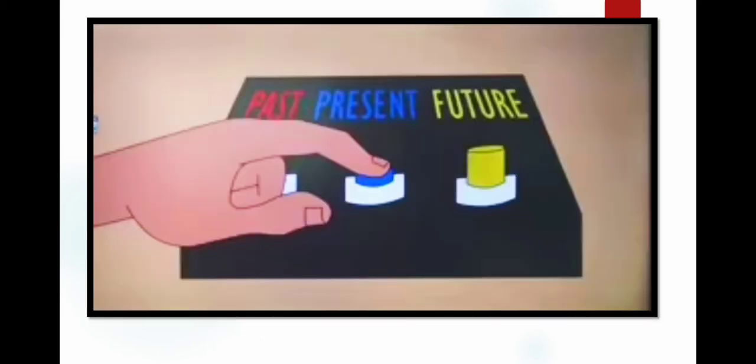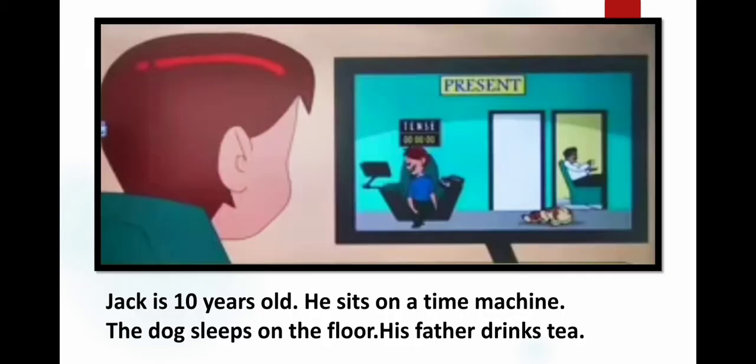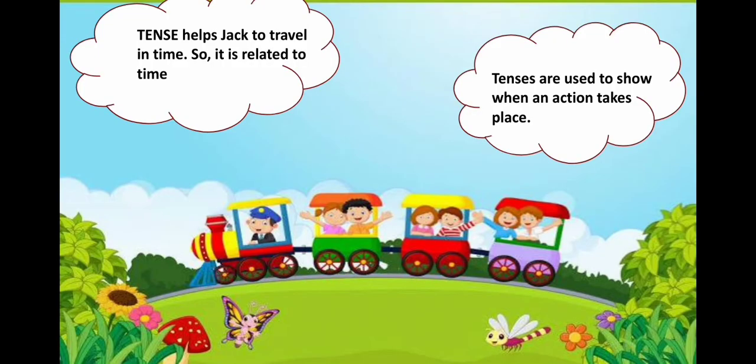So he presses the button which has present written next to it. And what does he see on the screen? At that moment, he sees himself sitting on the time machine. Now Jack is 10 years old. He sits on a time machine. The dog sleeps on the floor. His father drinks tea. Exactly what is happening now. So tense helps Jack to travel in time.